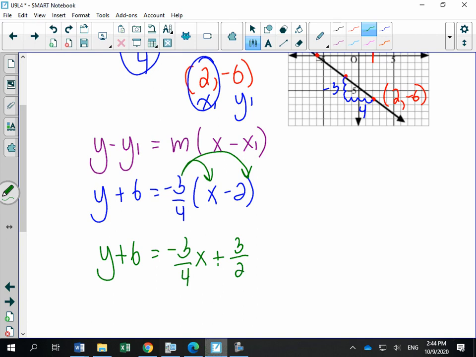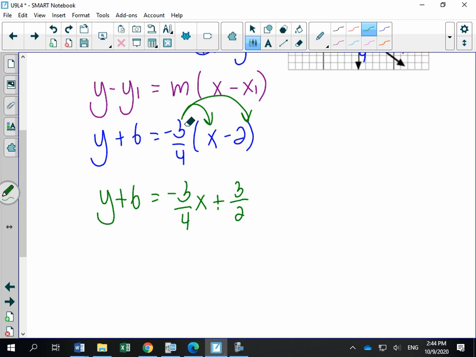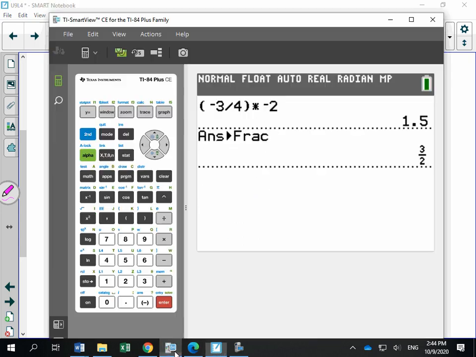Okay, always isolate your y next, right? So after we have gotten rid of our brackets, we always want to get y next, and then we're going to be in y equals mx plus b, slope y-intercept form. In order to isolate your y, you've got to get rid of that 6. So we would have y is equal to negative 3 over 4 x, and then it was 3 over 2 minus 6. These are like terms, so they would go together. So there's my 3 over 2. It's already stored on my calculator. I'm going to subtract 6, and I'm going to get negative 9 over 2.